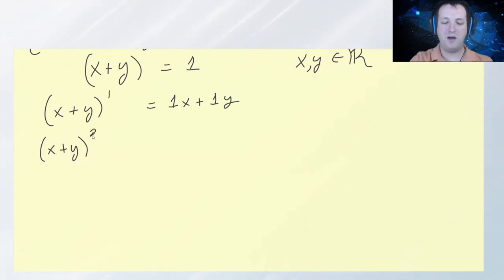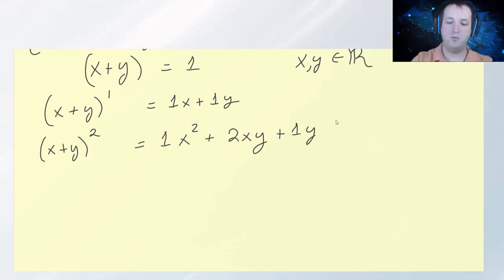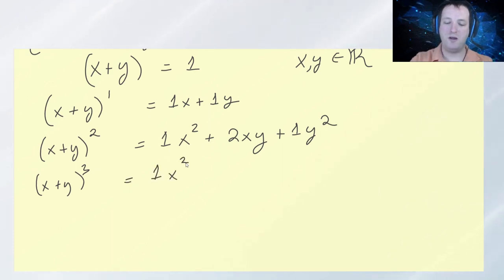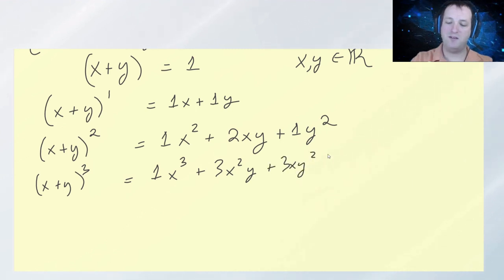And I'm going to write those ones there for a reason that will become clear soon. So if you do (x plus y) to the power of 2, and you distribute (x plus y) times (x plus y), you're going to get 1x squared plus 2xy plus 1y squared. If you do (x plus y) cubed, then you can quickly get it by multiplying (x plus y) times the answer that I just got for (x plus y) squared. You're going to get 1x cubed plus 3x squared y plus 3xy squared plus 1y to the power of 3.